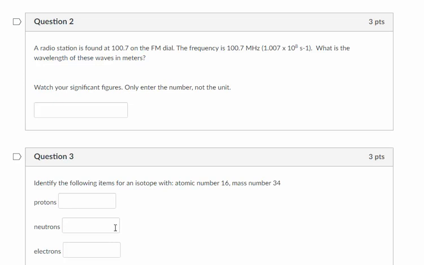Number 2, a radio station is found at 100.7 on the FM dial. So the frequency is 100.7 megahertz, and that's worked out for you here as a friendlier unit. What is the wavelength of these waves in meters? Now, this is more of a physics-like question, but because it is related to our electron wavelengths, we throw it in anyway. So c is going to be 3 times 10 to the 8th.